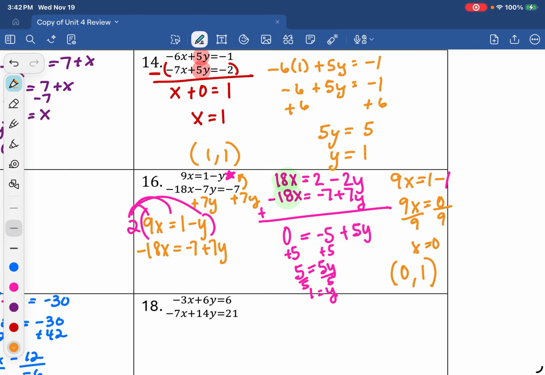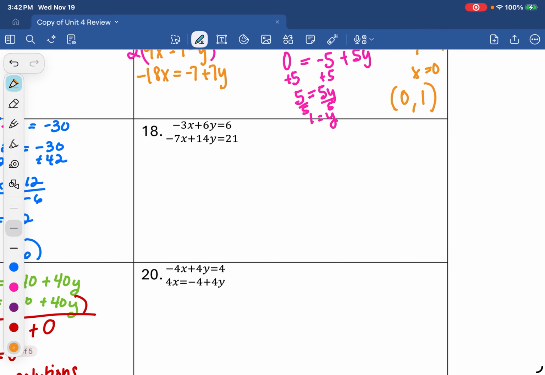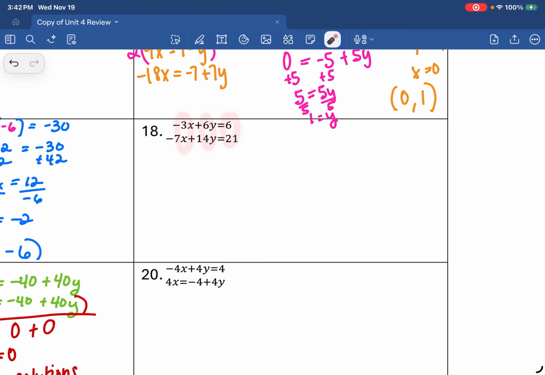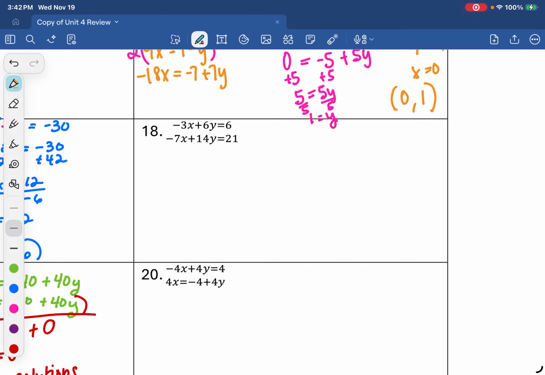Now we're going to do number 18. So number 18, we are going to check to see if they're lined up. All right, everything is good. So now, to eliminate here, we're going to look to see if there's any common coefficients. We don't have any common coefficients, and we can't multiply 3 by anything to make 7, or 6 by anything to make 14, so that's not going to work. So we're going to have to multiply both equations here. The way to do this that works every time is you multiply the top equation by the bottom, and the bottom equation by the top.